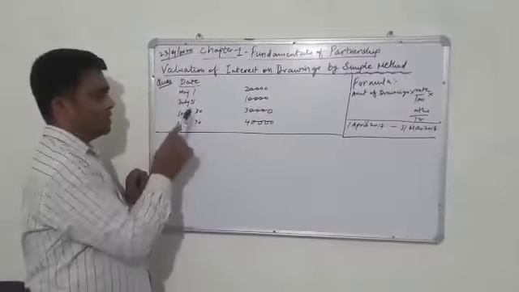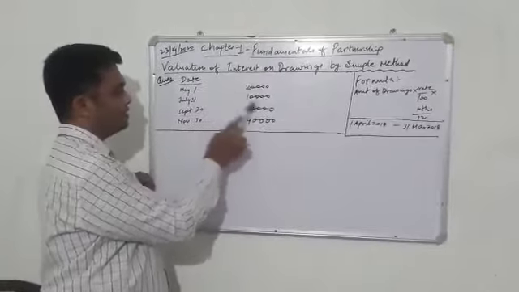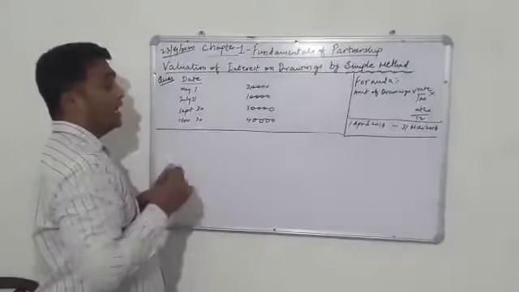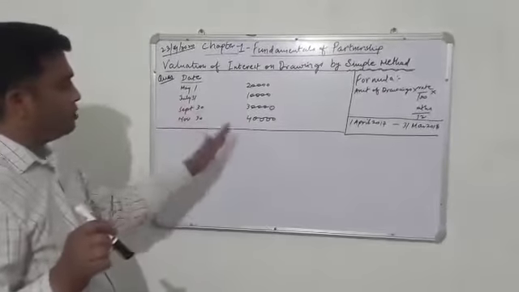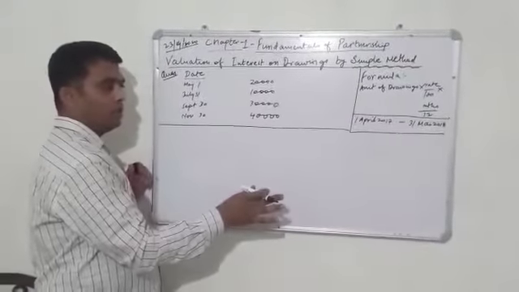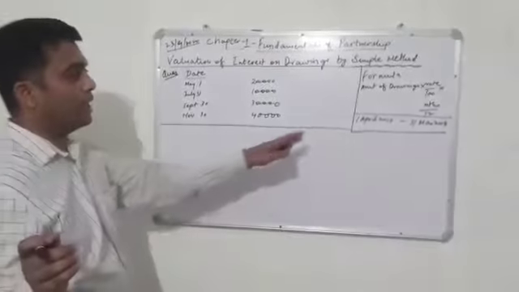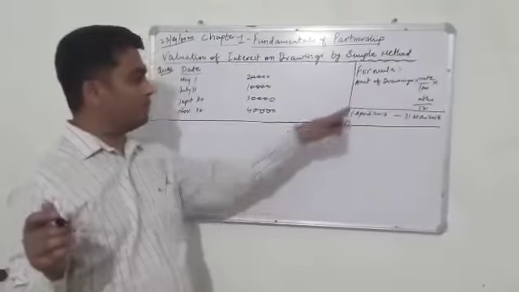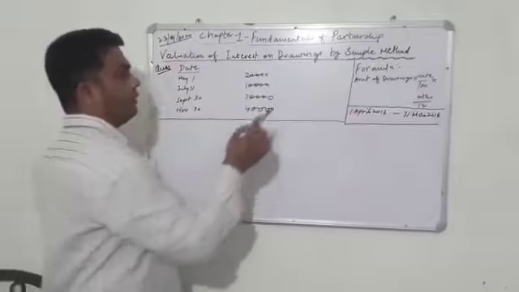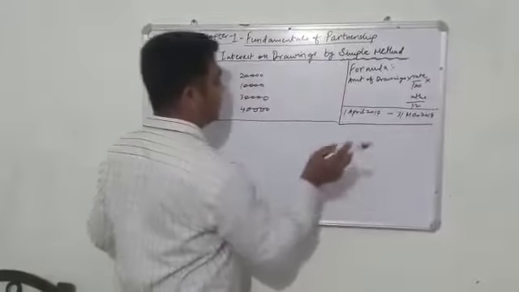Suppose this is the question. May 1, 20,000 you have withdrawn. July 31st, 10,000. September 30th, 30,000. November 30th, 40,000. In the product method, we used to calculate the products, total them up, and then write down this formula and put the values in it: amount of drawings into rate upon 100 into months by 12. Here the accounting period is 1st April 2017 to 31st March 2018.